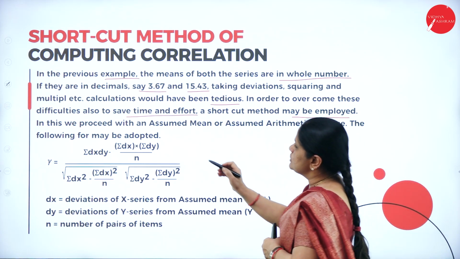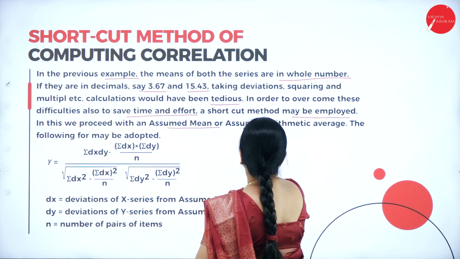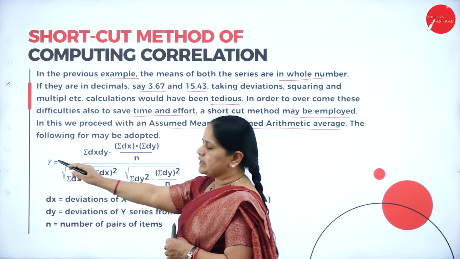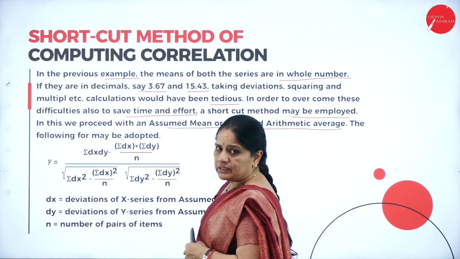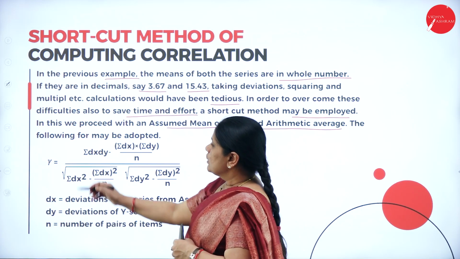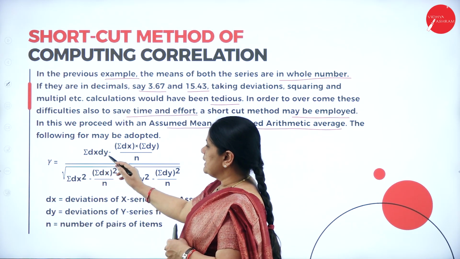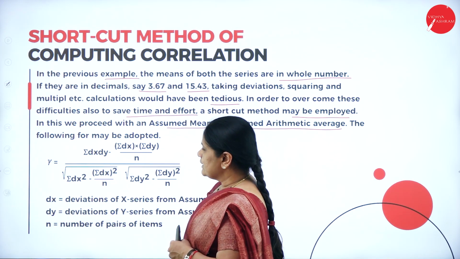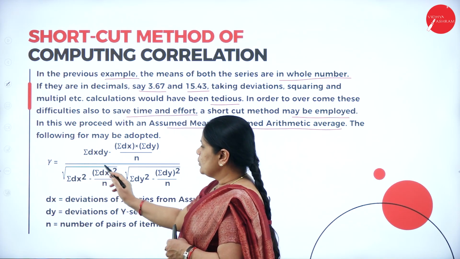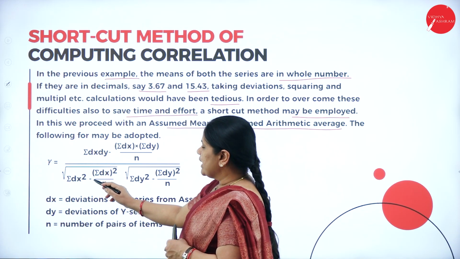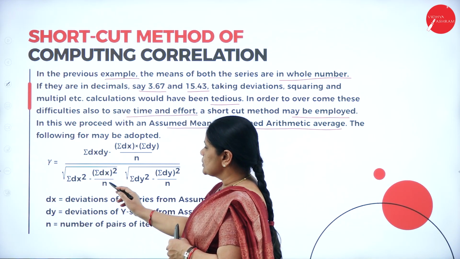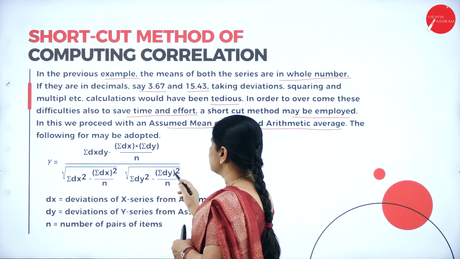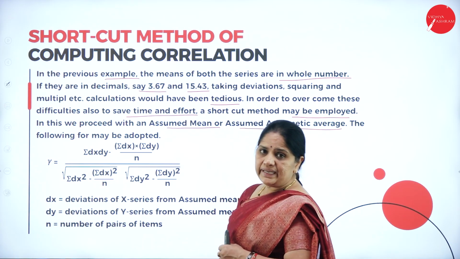In order to overcome this and also to save time and effort, a shortcut method may be employed. In this, we proceed with an assumed mean or assumed arithmetic average. So we have a separate formula for this. For the shortcut method, correlation equals sigma dx dy minus sigma dx into sigma dy divided by n, whole over root of sigma dx square minus sigma dx the whole square divided by n, into root of sigma dy square minus sigma dy the whole square divided by n.